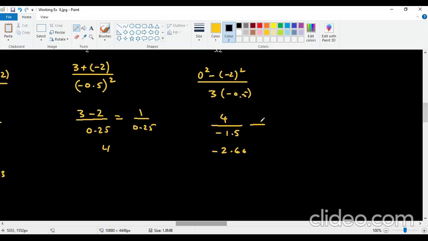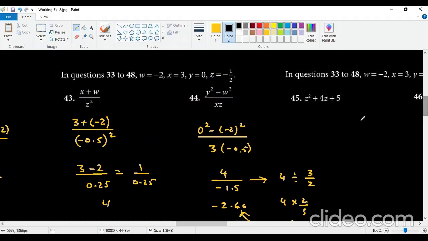Or there is another way of simplification. 4 is divided by 1.5, which means 3 over 2. So 4 times 2 over 3 is going to give you 8 over 3, which is equal to 2.66. So when 8 is divided by 3, it is going to give you the same as 2.66. Both are ways, so use whichever way you feel is going to help you.